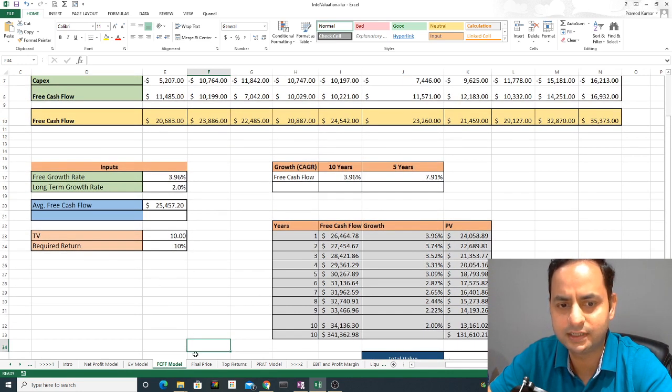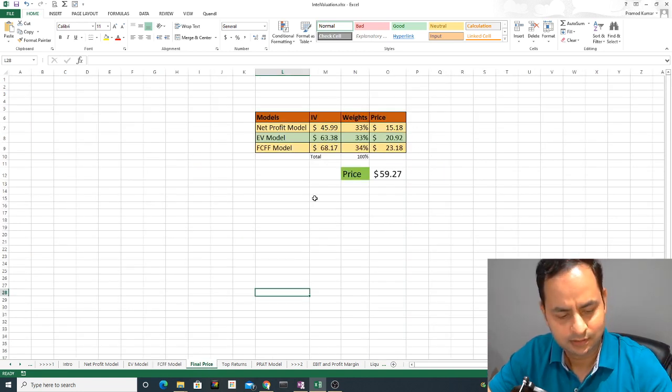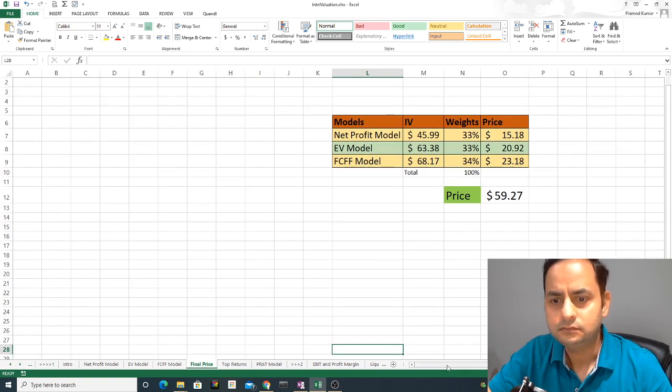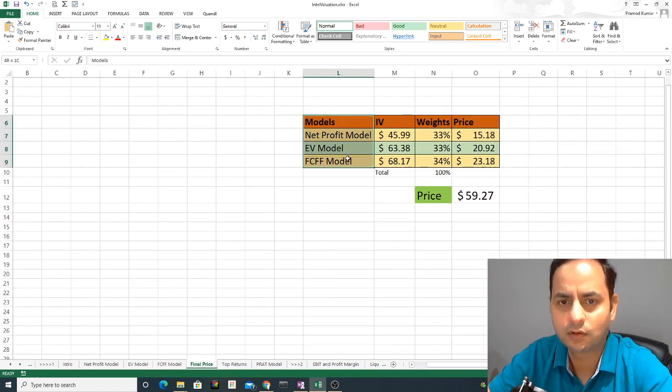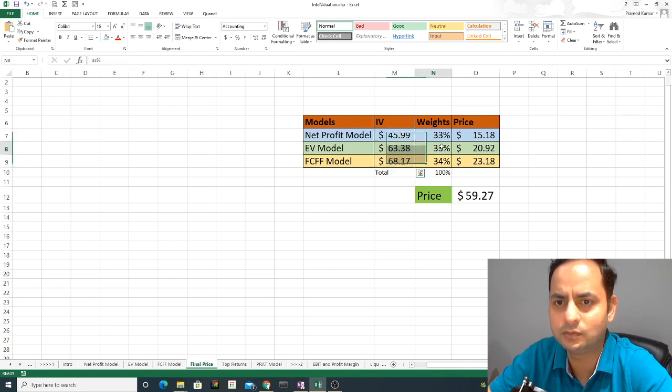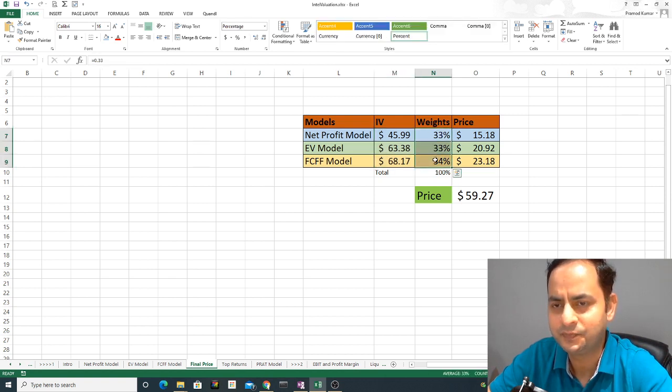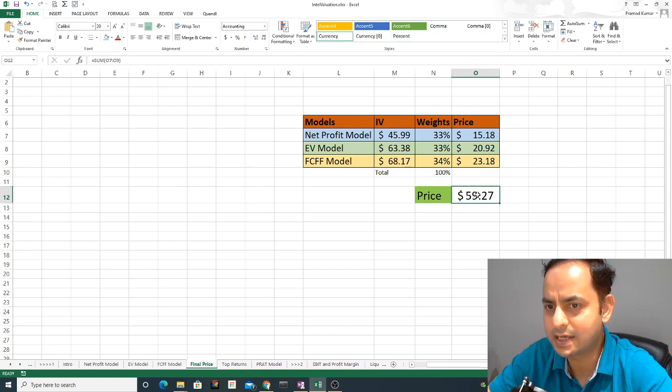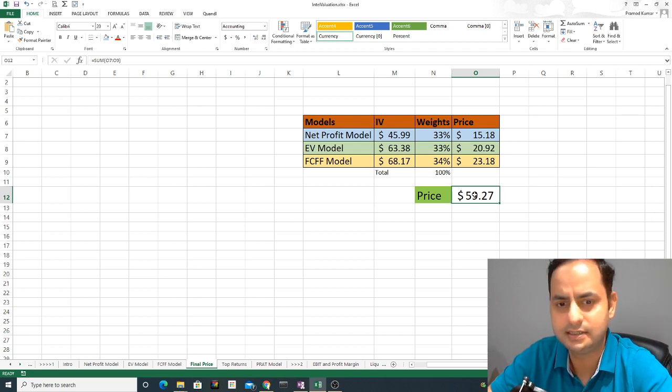And now let's take all three and see what our final price is. So we have these three models: the net profit model, the enterprise value model, and the free cash flow model. These are the intrinsic value prices we get. I put almost equal weight on all three and come up with my price of $59.27. At the moment the market price is around 57 something.